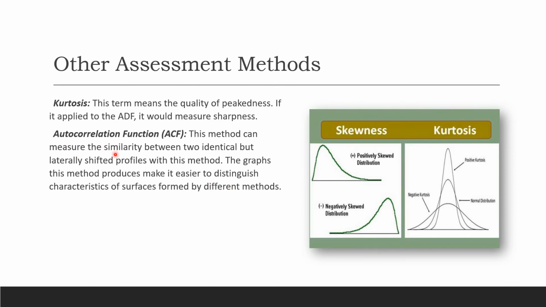The autocorrelation function is called ACF. This method can measure the similarity between two identical but laterally shifted profiles. The graph of this method makes it easier to distinguish characteristics of surfaces formed by different methods. So it's good for comparison. ACF is a surface study method. What we do is look at the similarity between the two identical profiles, which are laterally shifted.